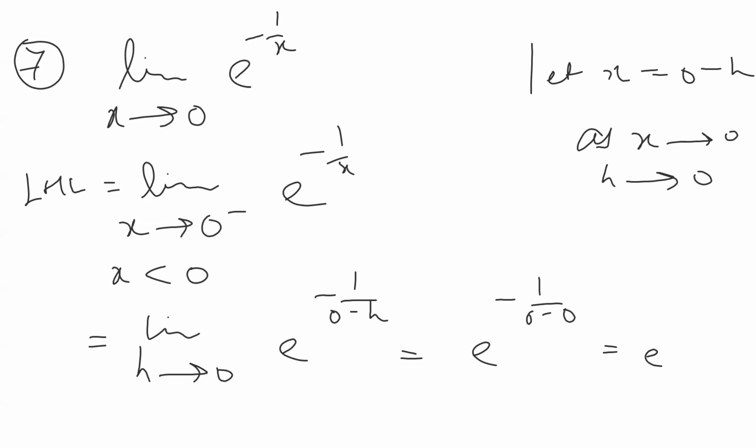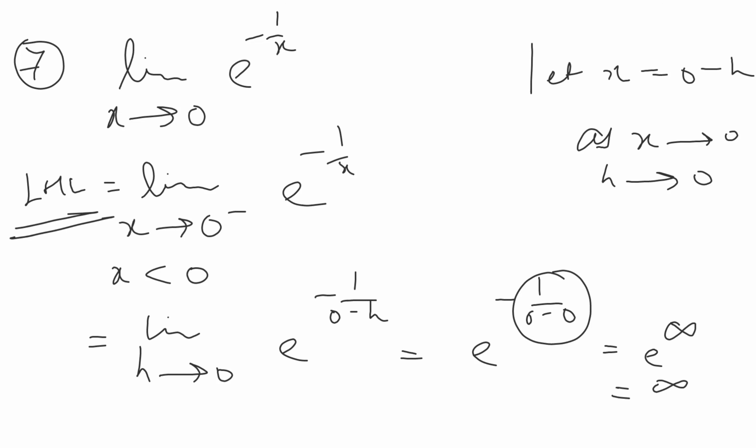So e raised to 1 upon 0 is not defined, so minus 1 upon 0 is also not defined. We are getting e raised to infinity, which is also infinity, not defined. So the LHL is not defined, and certainly we'll get the RHL as not defined. So in this case also the limit will not exist.